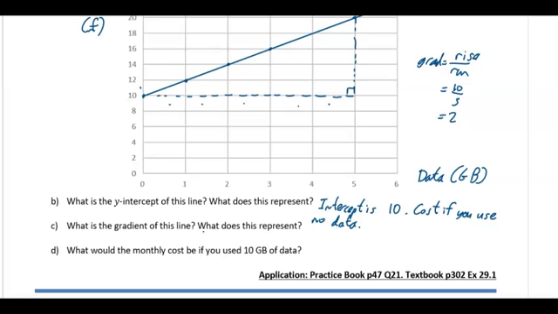So my gradient, we'll just say gradient equals 2, and that is a cost in pounds for each gigabyte used.